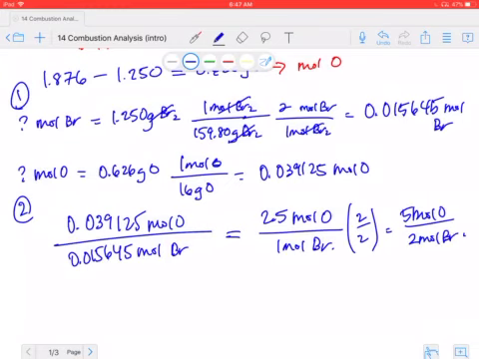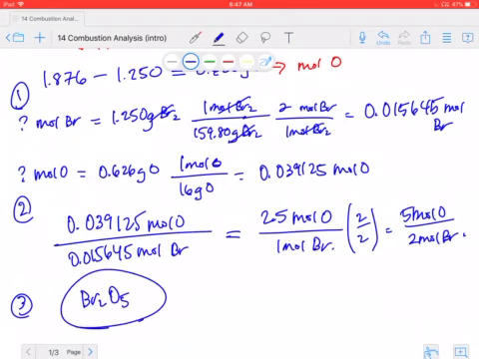So the last step is to actually use that ratio to get our empirical formula. So this is going to be Br2O5. So whenever we do that empirical formula, we have that three-step process. First, find the moles of each element in your formula, then ratio based on the smallest amount of moles, and then step 3 is to actually write your formula.